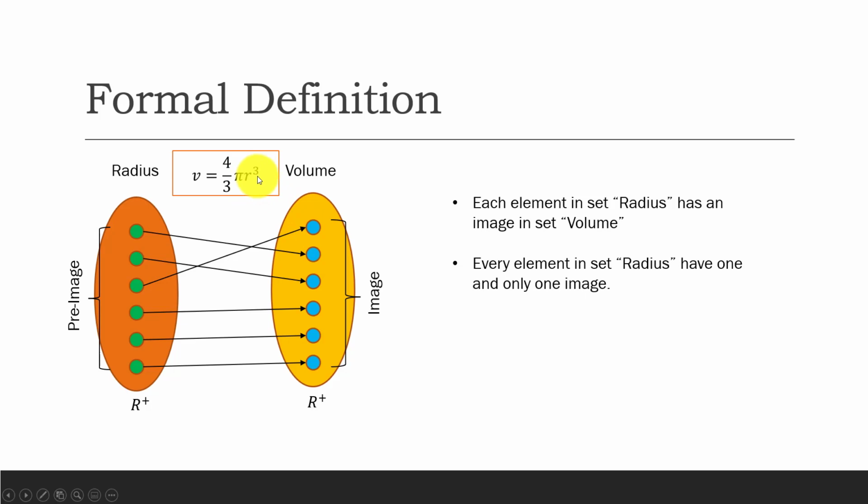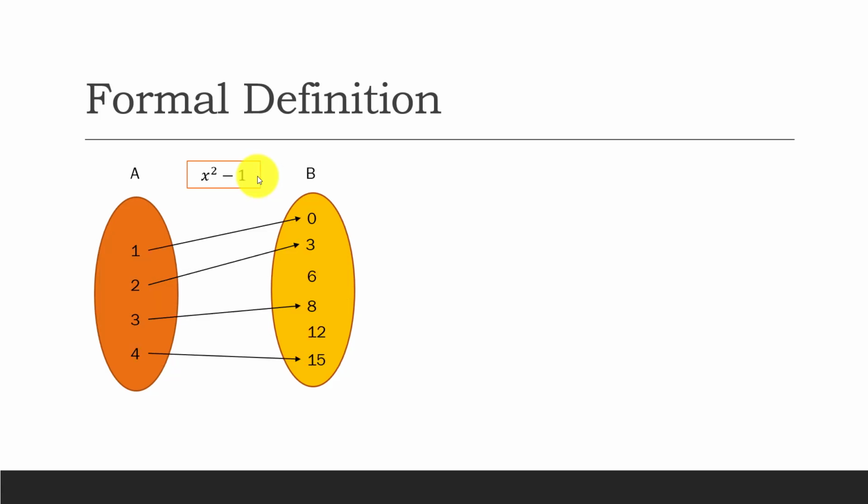Okay, now let's move on. Let's talk more about this formal definition before we express it mathematically. Let's take a very simple example, another example, where we have two sets A and B. Set A has only the numbers 1, 2, 3, 4. Set B has only the numbers 0, 3, 6, 8, 12 and 15. These two are related with this particular equation, x squared minus 1.